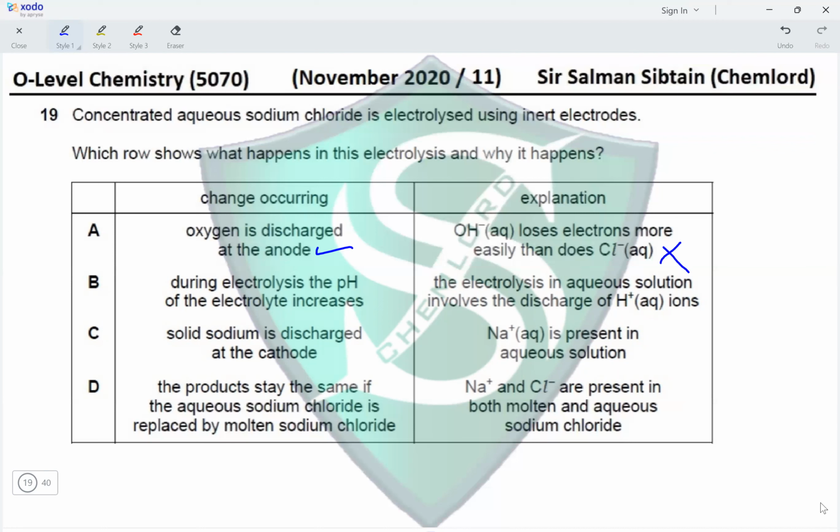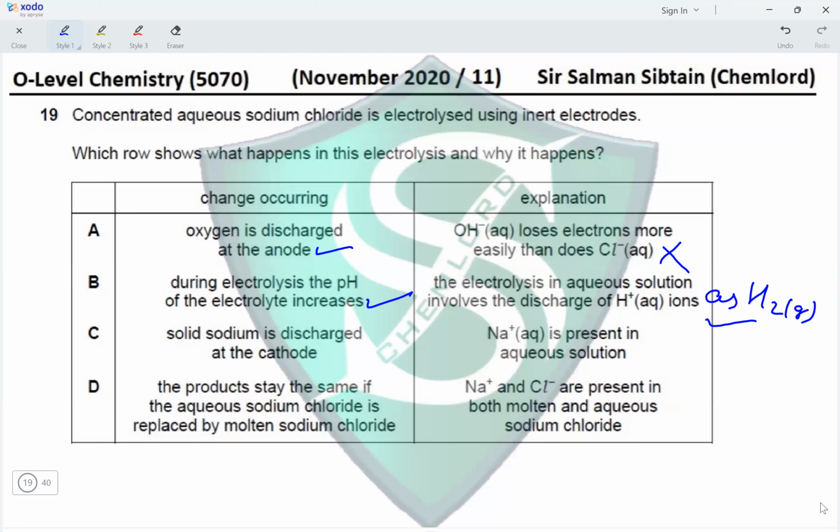B. During electrolysis, the pH of the electrolyte increases. An increase in pH means that it becomes more basic. And since we have loss of chlorine and hydrogen, hydroxide ions are present and sodium ions are present. So hydrogen and chlorine are given off in the electrolysis of aqueous sodium chloride, and sodium and hydroxide ions remain, which result in the formation of NaOH, and NaOH being basic will result in an increase in pH. So this change is correct. Explanation: the electrolysis in aqueous solution involves the discharge of H+ ions as hydrogen gas. Yes, this is correct. So the explanation is also correct.